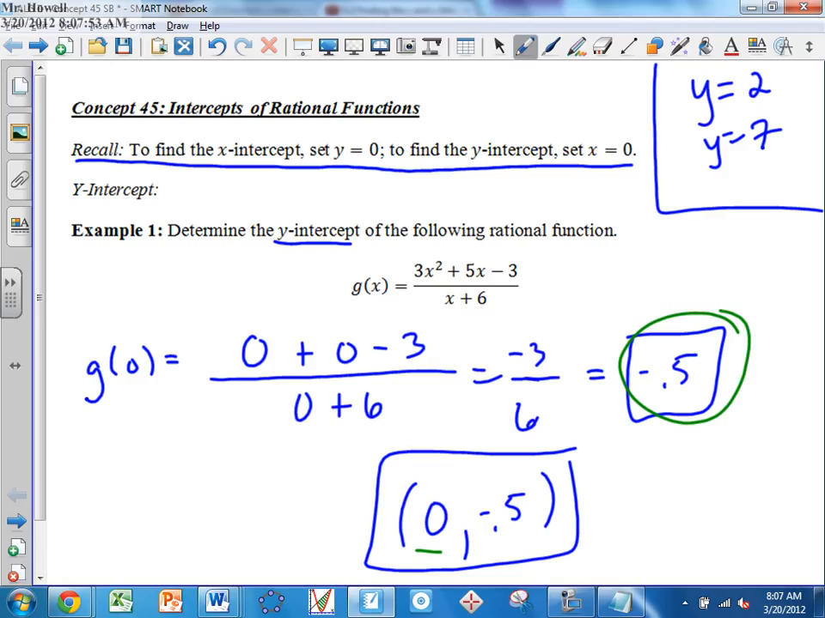When you have a hole in the graph, you need to not only locate the hole's x-coordinate, but then plug it back into the simplified form so that you can also find the y-coordinate. So I want to know the location, for example. Or for the vertical asymptote, I want to see x equals 3. Well, that's a vertical line going through x equals 3. Okay, that tells me what it is.